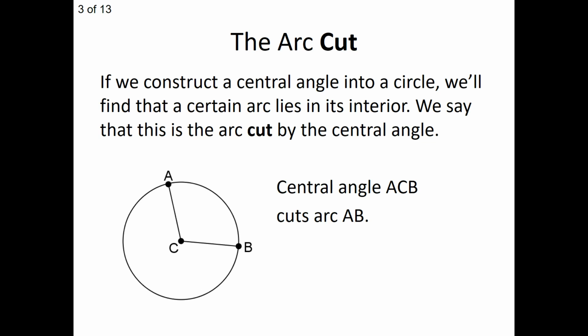If we take a look at our diagram, we have our same central angle ACB as we saw before. However, notice the endpoints of the two radii. We have this point A and this point B. Notice that A and B are two points on the circle. In other words, A and B form an arc of the circle, arc AB. So this central angle is related to this arc. We say that this arc is cut by the central angle ACB. In our diagram, I would say that the central angle ACB cuts the arc AB.